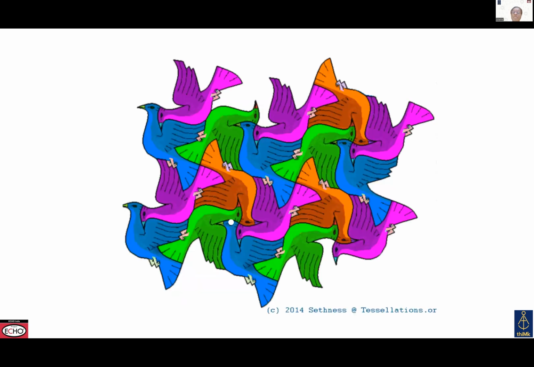So now let's look at tessellations that use not just polygons as tiles. So this beautiful tessellation of birds has a 90 degrees, it has a 4-fold rotational symmetry. And we'll see how to make these in the next few slides.